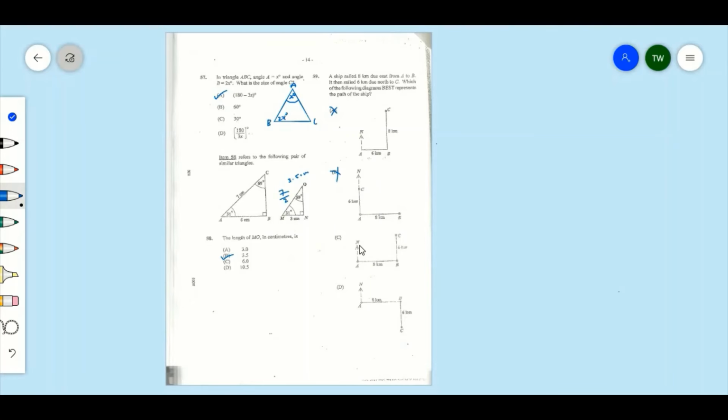Now let's look at option C. We are traveling from A to B, and that's in the east direction, and that's 8 kilometers, and then from B to C, which is 6 kilometers. So the answer is C here. Okay.